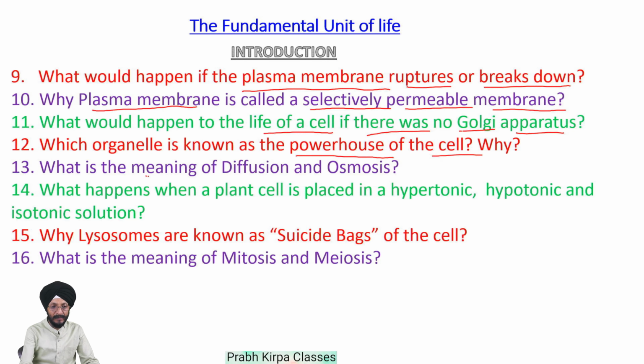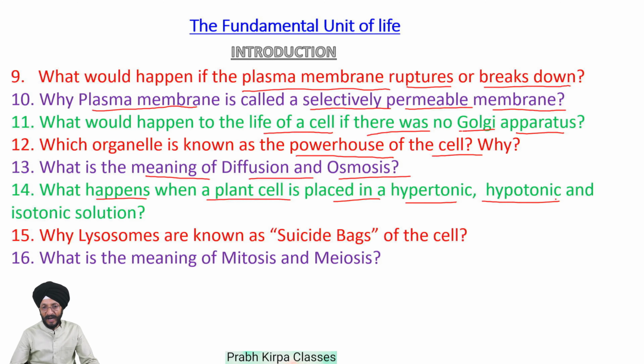Then you will understand the meaning of diffusion and osmosis. Next, what happens when a plant cell is placed in hypertonic solution, hypotonic solution, and isotonic solution? Next, why are lysosomes known as suicide bags of the cell? Then you will understand the meaning of mitosis and meiosis, which are two forms of cell division.